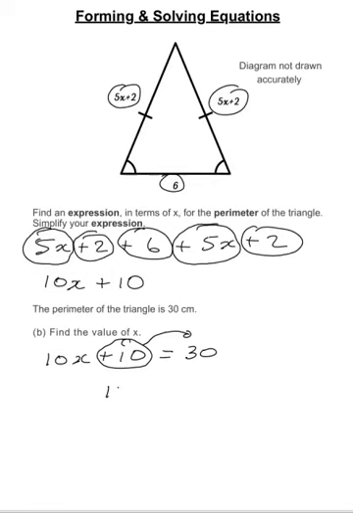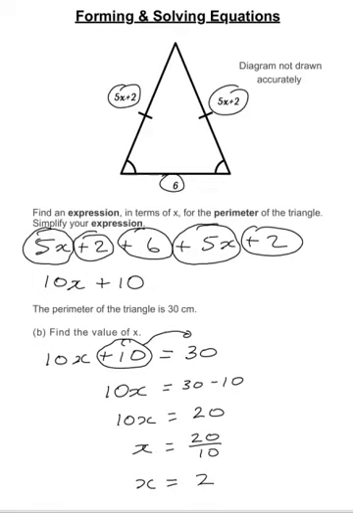So what we're left with on the left-hand side is 10x equals 30 take away 10. To tidy that up, it will be 10x equals 20. Now we need to get rid of the 10, and this is multiplying with the x, so it's 10 times x. The way we get rid of this 10 is we move it across to the other side of the equation and it becomes a division. So x is equal to 20 divided by 10, and x is therefore equal to 2.